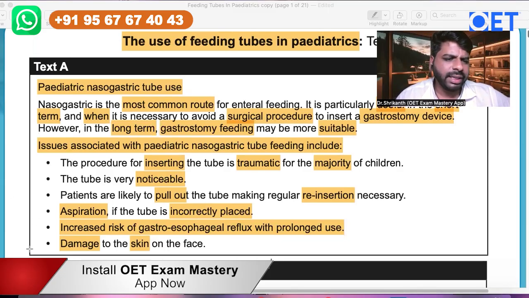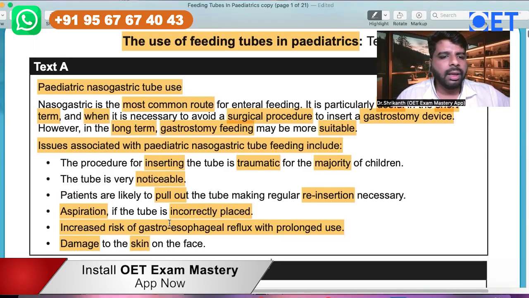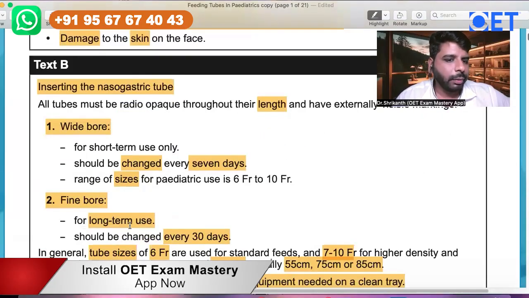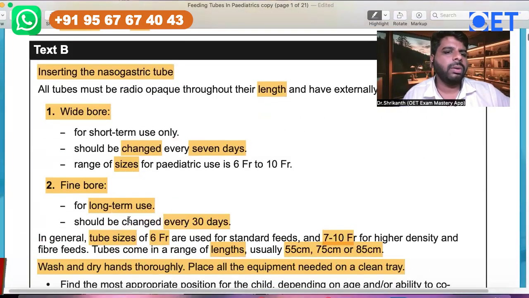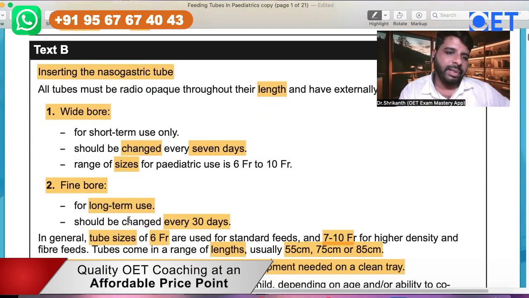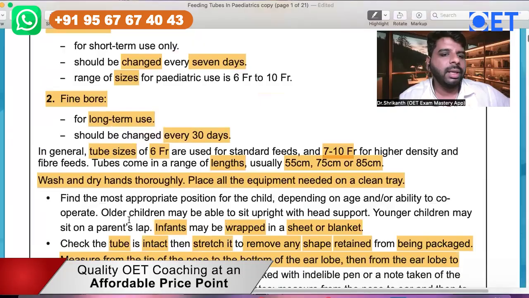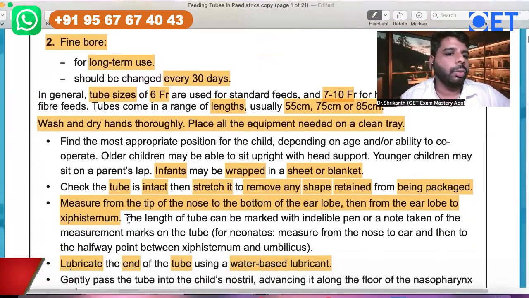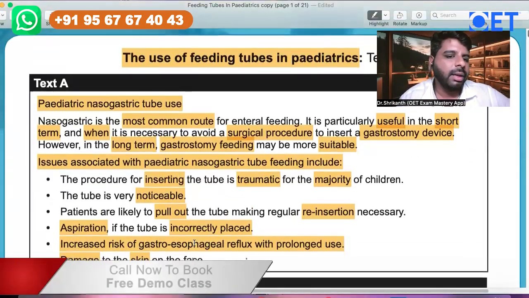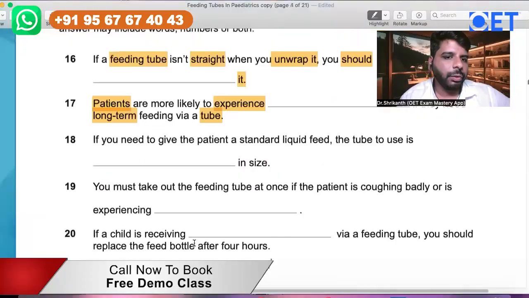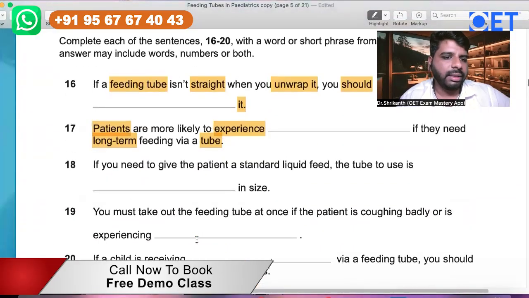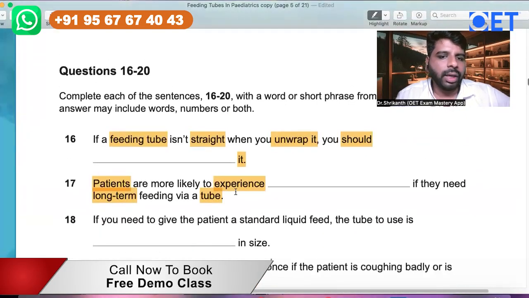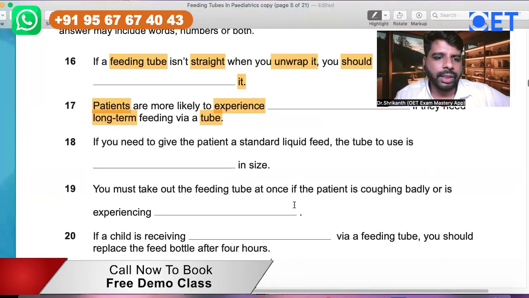Again, not a very easy question, a slightly tough question. Here also we have long term, but over here, nothing about what patients will experience. Here they have mentioned the type of thing, and how to insert the tube hygienically. So this is the more appropriate answer. You will be writing the 17th answer as: patients are more likely to experience gastroesophageal reflux.